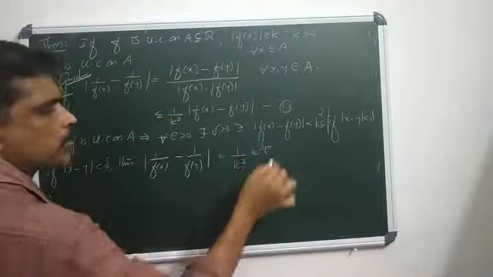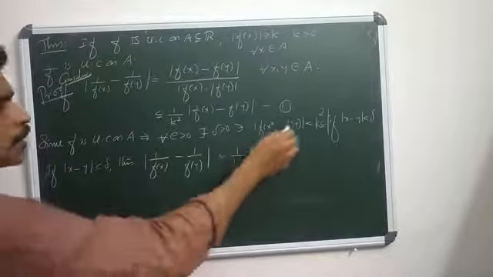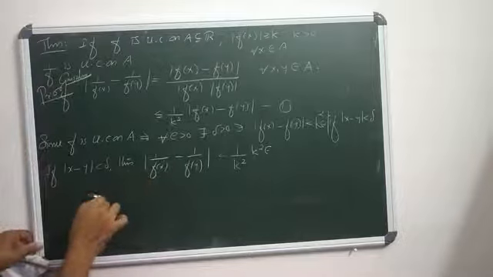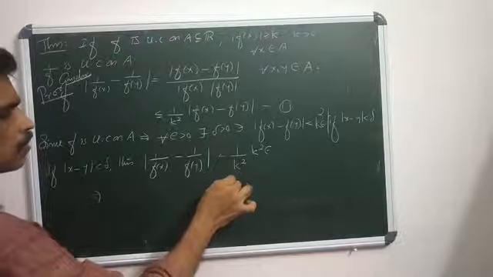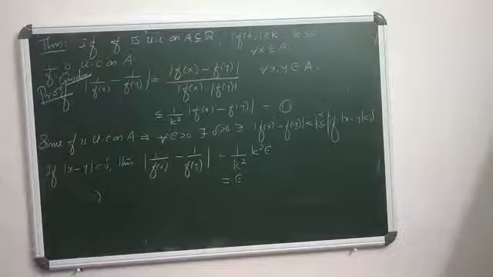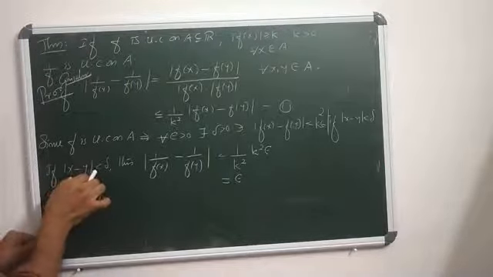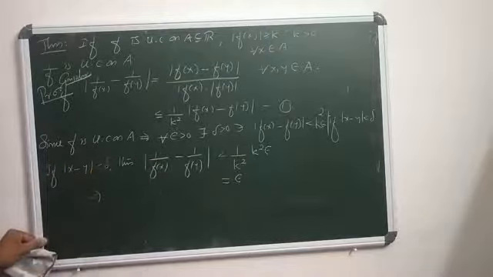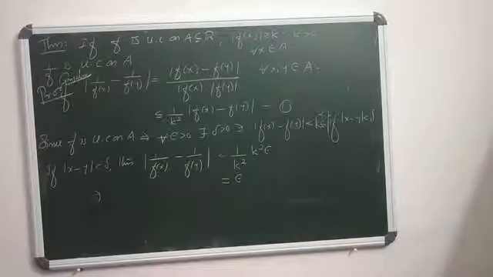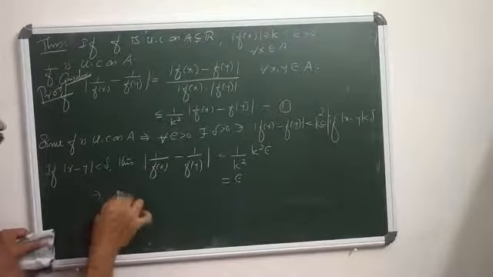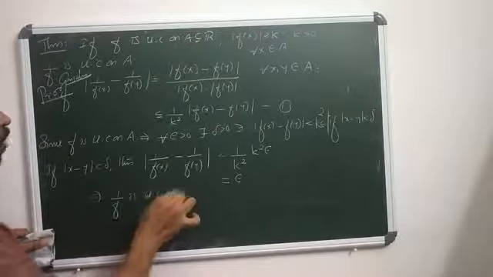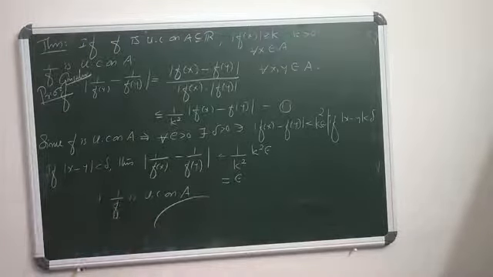That's only for the sake of argument. So it is strictly less than 1 by k square into k square epsilon, which means epsilon. That means if modulus of x minus y is less than delta, then modulus of 1 by f of x minus 1 by f of y is strictly less than epsilon. So that implies 1 by f is uniformly continuous on E. So when f is uniformly continuous, then its reciprocal function 1 by f is uniformly continuous only when mod f of x is greater than or equal to k itself. Clear?